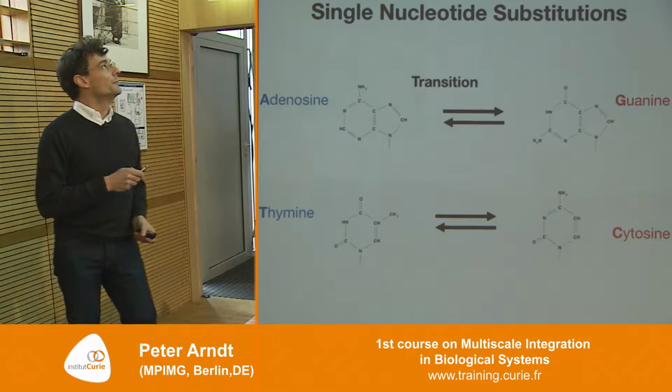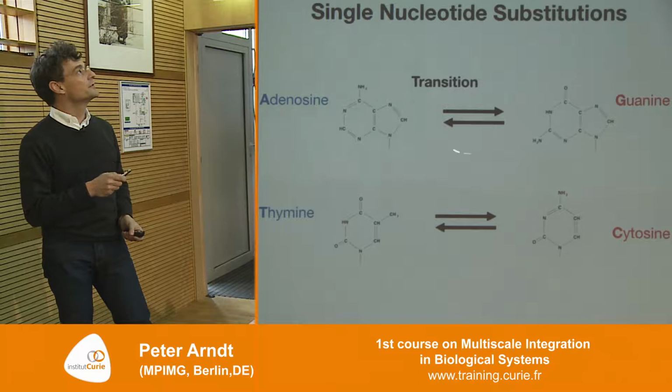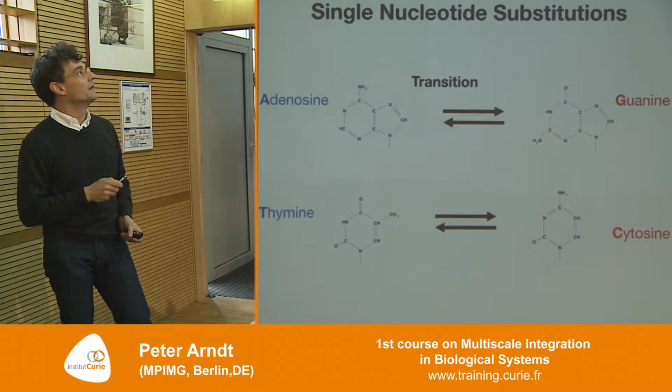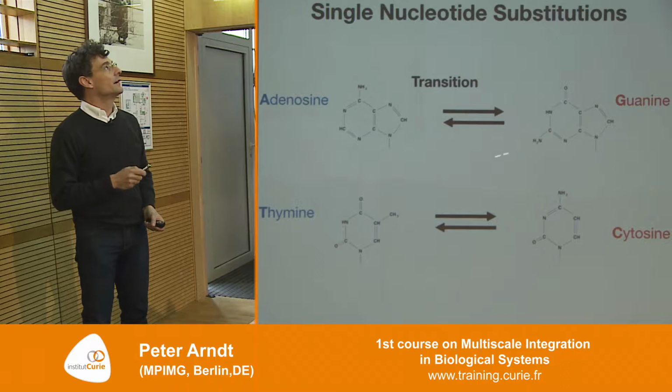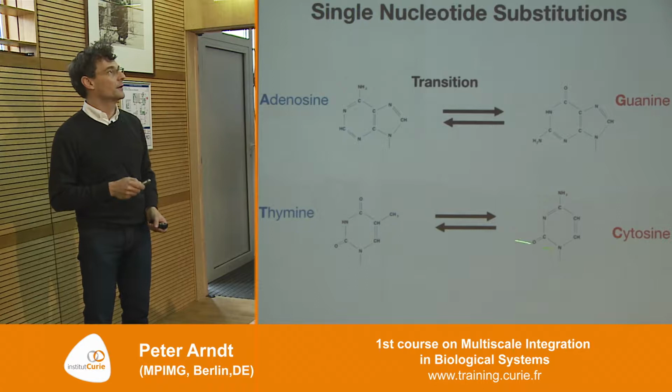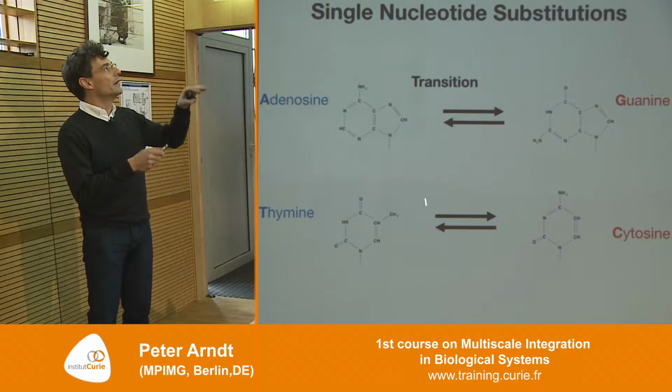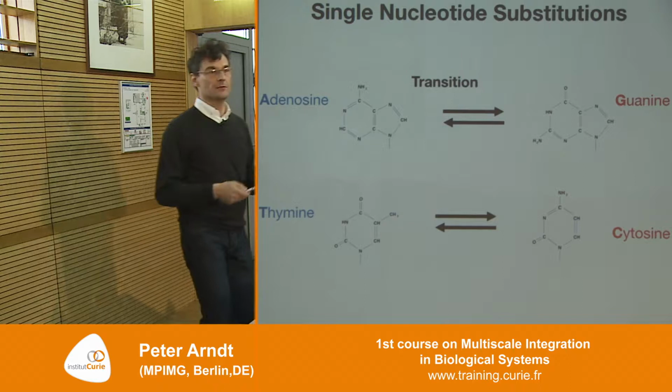Most often you actually observe what are called transitions. These are exchanges of A and G and back, or T and C. And these occur more often because these two nucleotides share the same chemical structure. These have two rings, and these two have just one ring. So it's easier to exchange one nucleotide for another because you just have to exchange some side groups, but you don't have to make major changes, like getting another ring or getting rid of another ring.